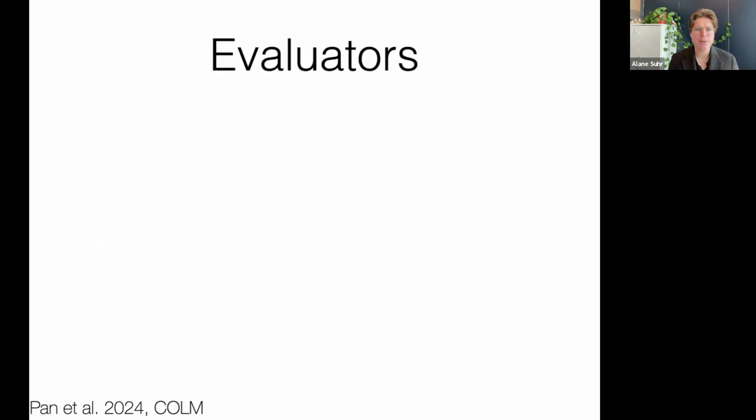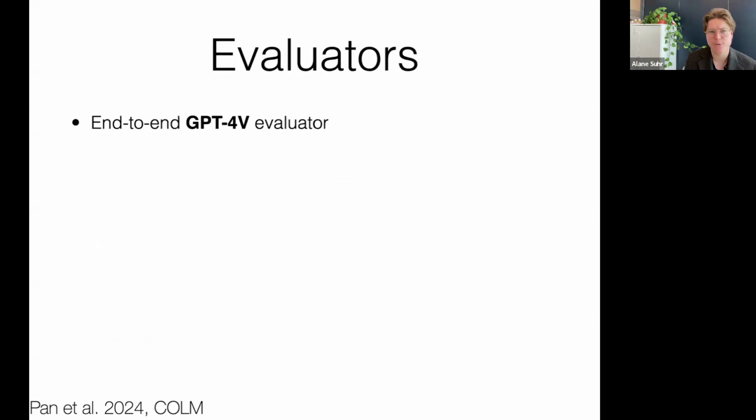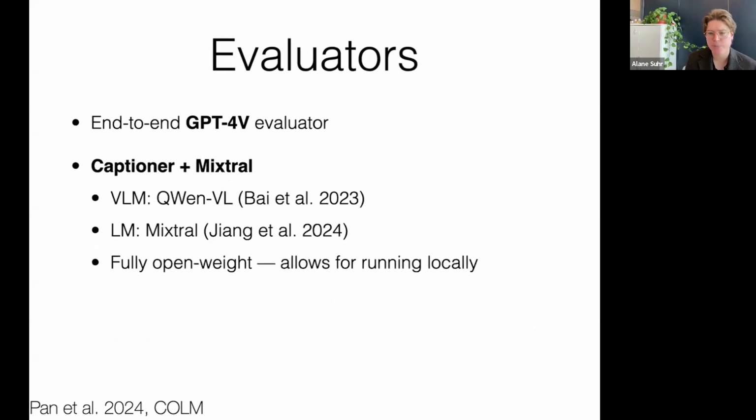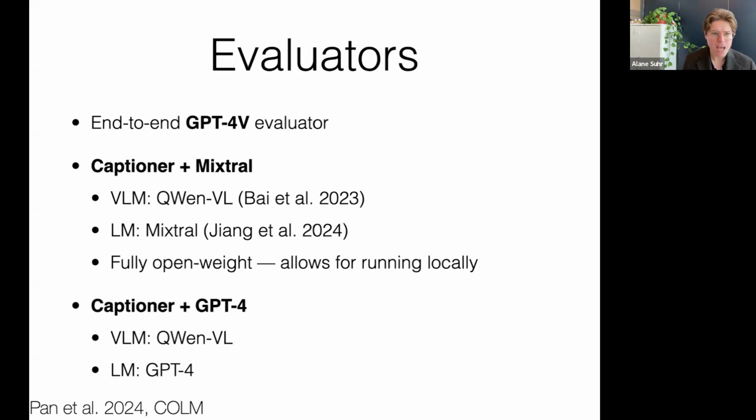So in terms of the evaluators, like I mentioned before, we have both these end-to-end approaches like GPT-4V, as well as some modular approaches. For example, a captioner model plus a Mixtral LM. These are completely open weight, which allows us to run it locally pretty easily, as well as a captioner plus GPT-4 model, where all we've done is replaced the LM with GPT-4.